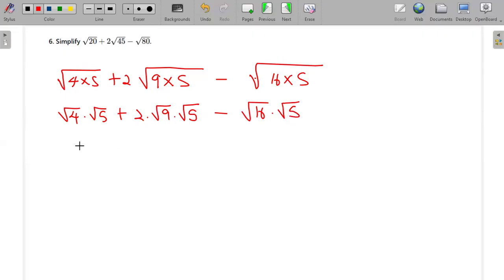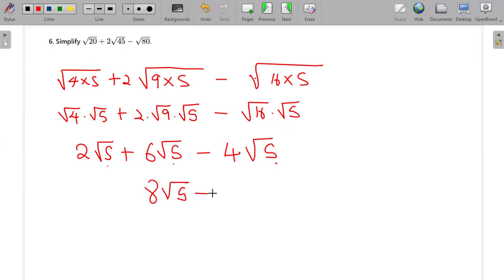So root of 4, we know it's 2, then root of 5, plus 2 multiplied by the root of 9, which is 3. So 2 multiplied by 3 will be 6 root of 5, minus the root of 16, which is 4, and then I have the root of 5. So I can combine these because they all have the same surd now. This is just root of 5, root of 5, so I can combine. So 2 plus 6, I get 8 root of 5 minus 4 root of 5. Now when I subtract, I get my answer as 4 root of 5. So that is the final answer there.